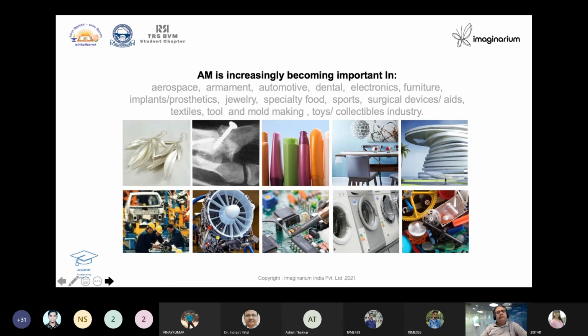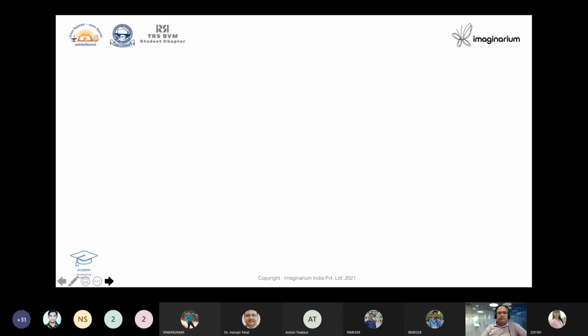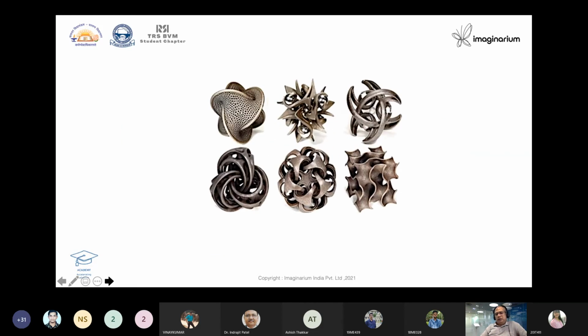And you can see here today, 3D printing or additive manufacturing is making deep inroads into every aspect of our life: jewelry, medical, FMCG packaging, lifestyle, architecture, automotive, aerospace, electronics, white goods, plastics, and many more. In fact, some of these parts are unimaginable. They're not only impossible to make, impossible to think of also. That is the beauty of it.